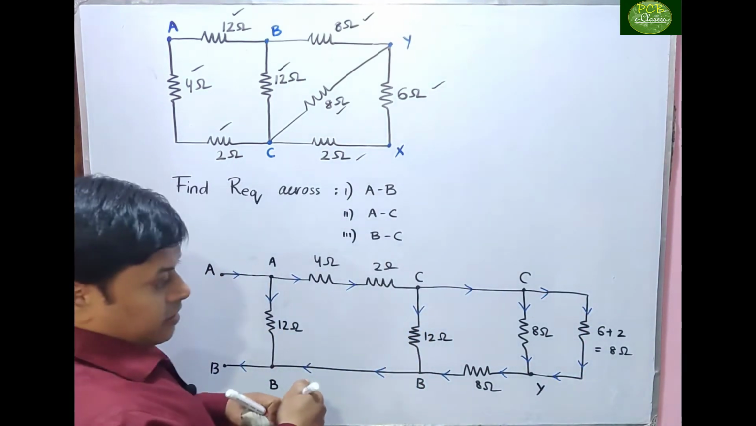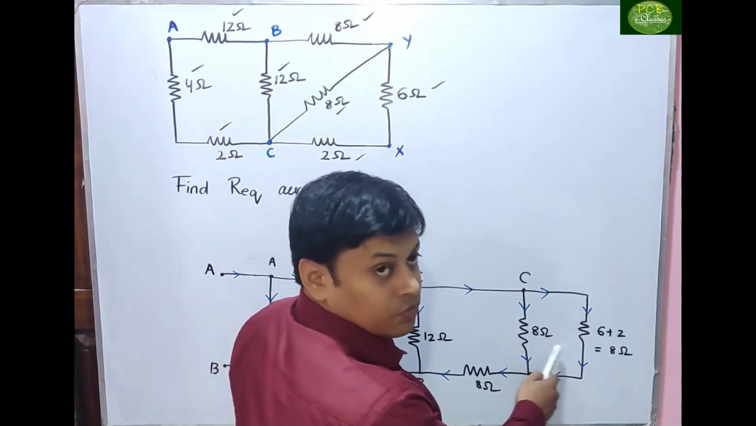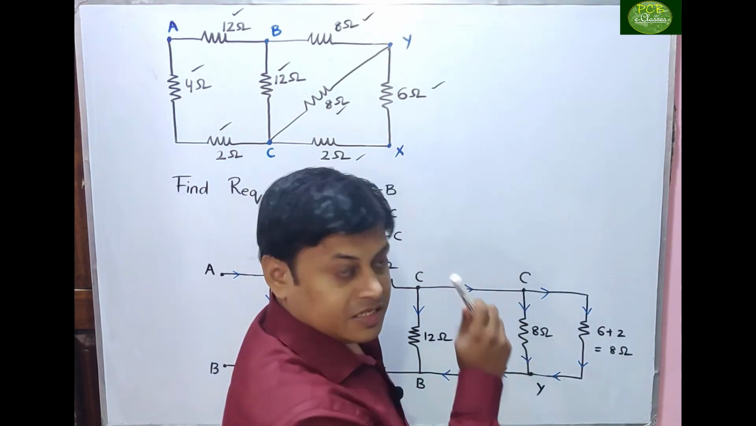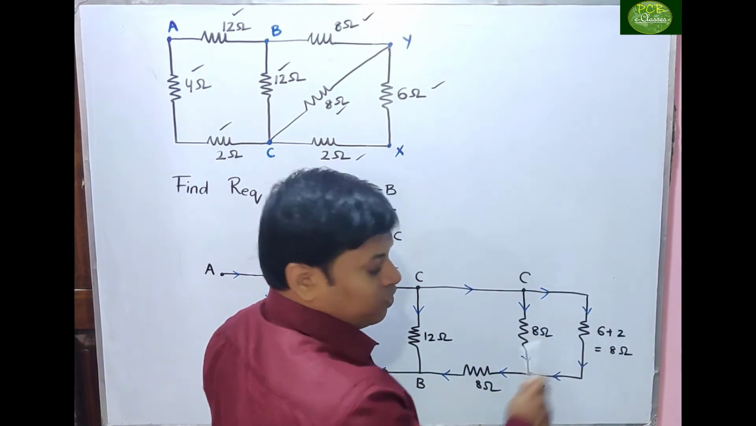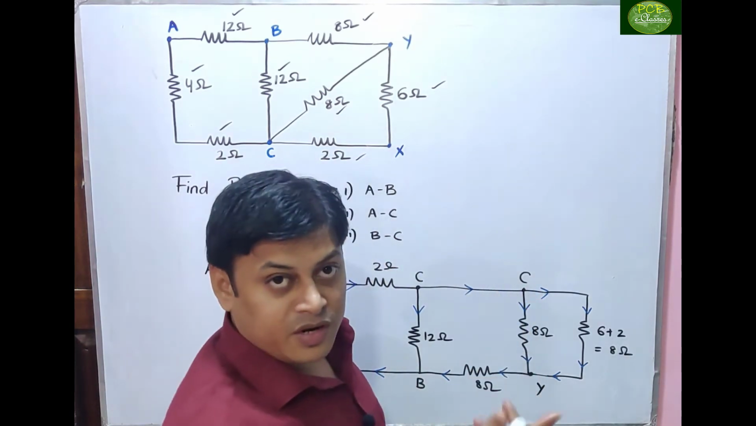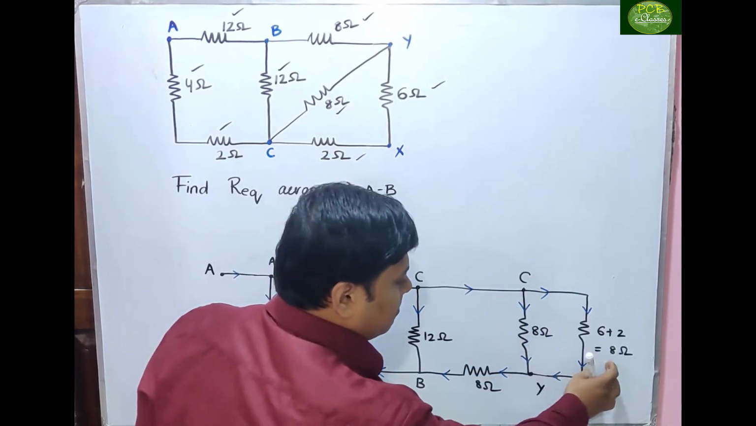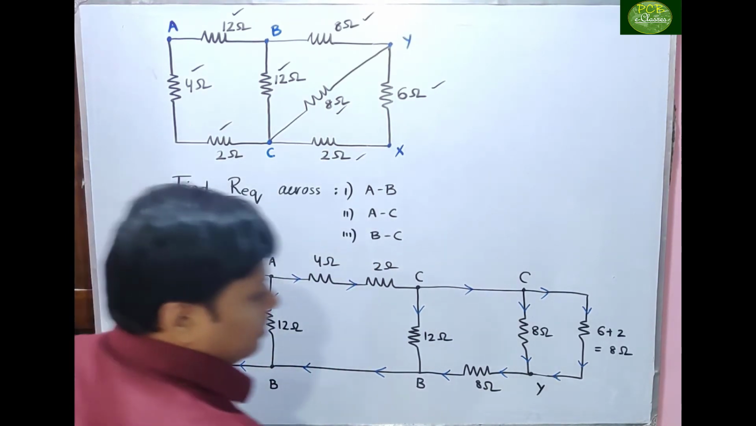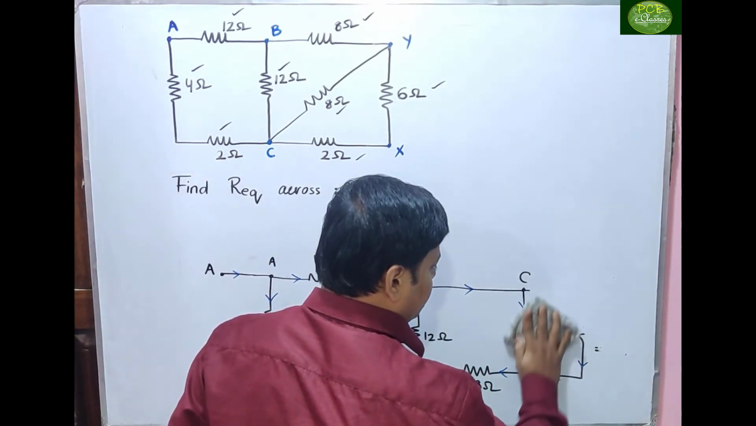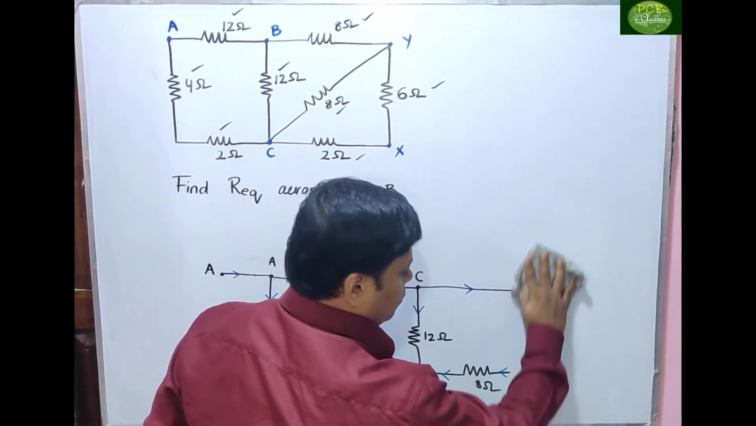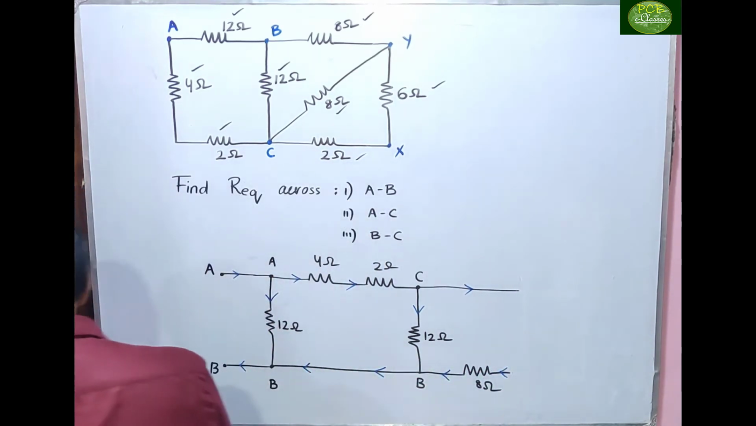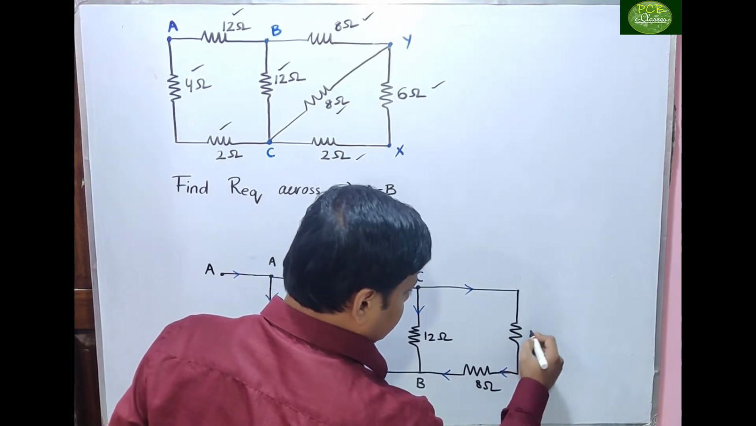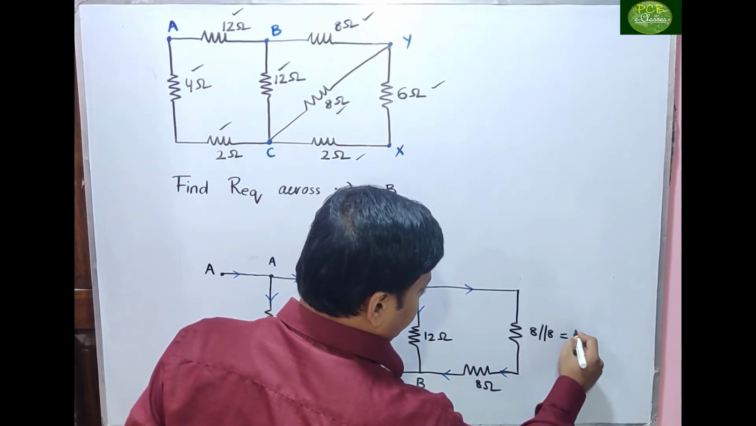Now see here. These two 8 ohm, the starting point is C, as well as Y is the ending point for both cases. That means it has a common starting point and a common ending point. So can I say these two are parallel? Yes, I can say it is parallel. So I'll replace this with 8 parallel 8. It is 8 parallel 8, that will be equal to 4 ohm.